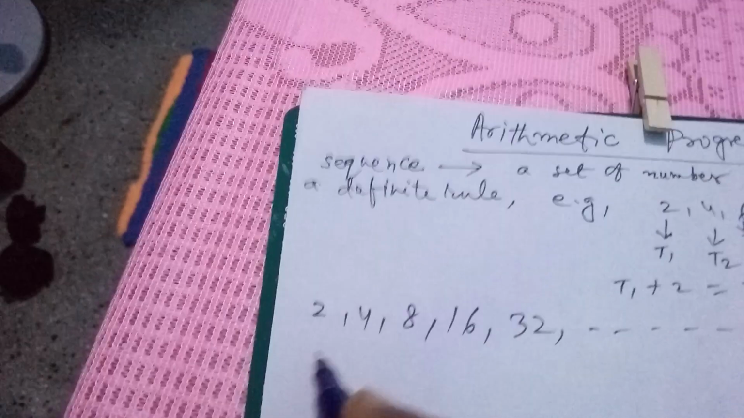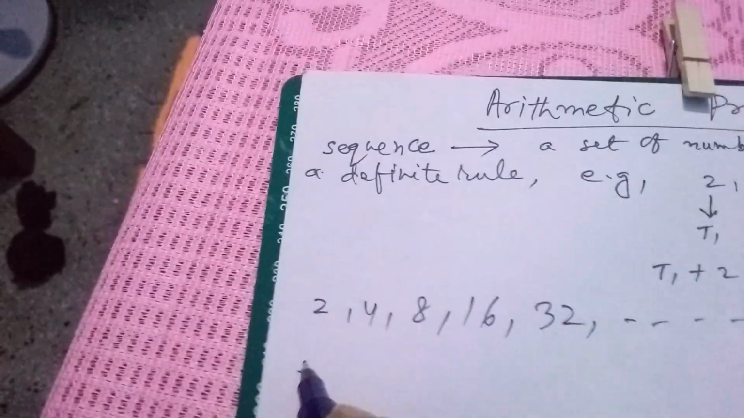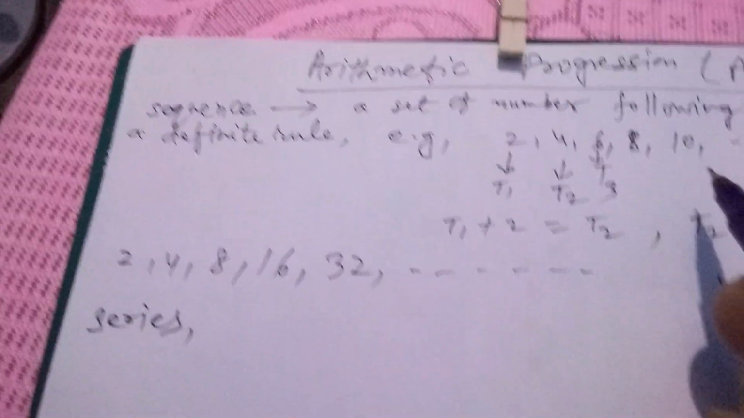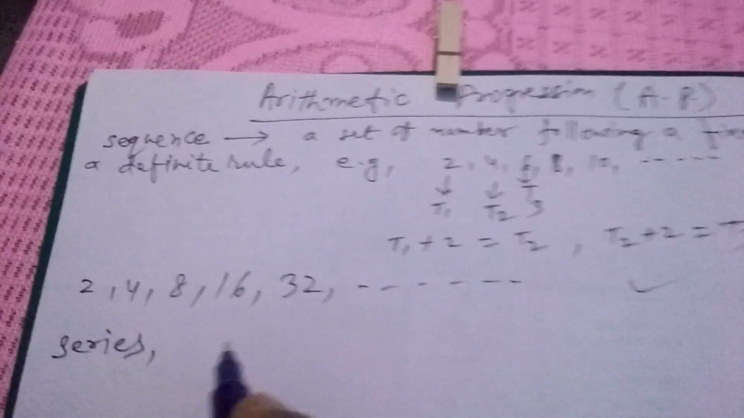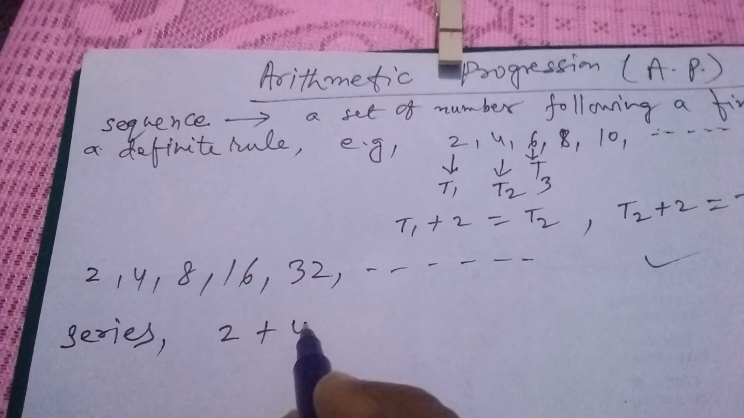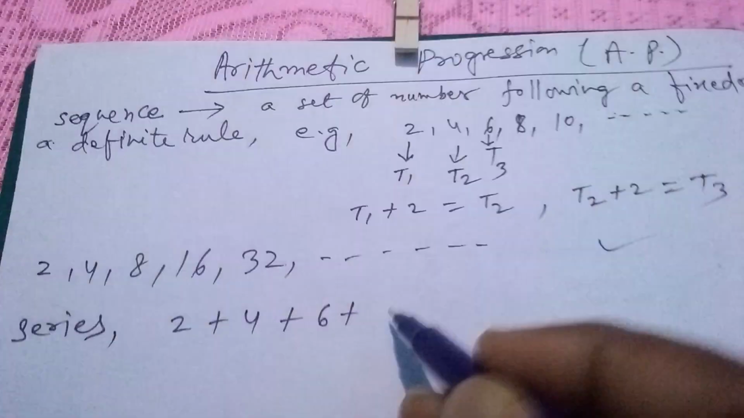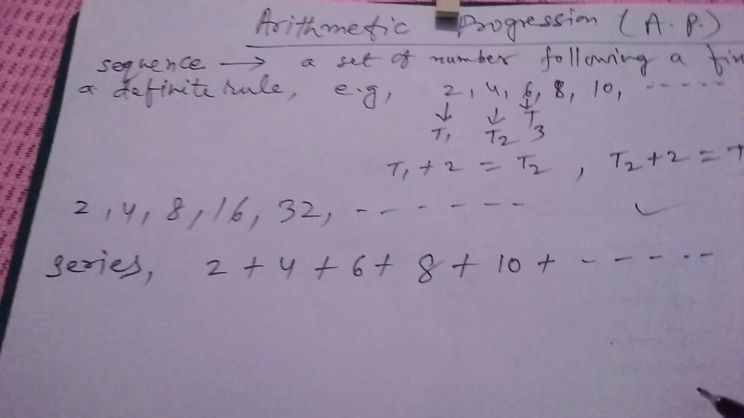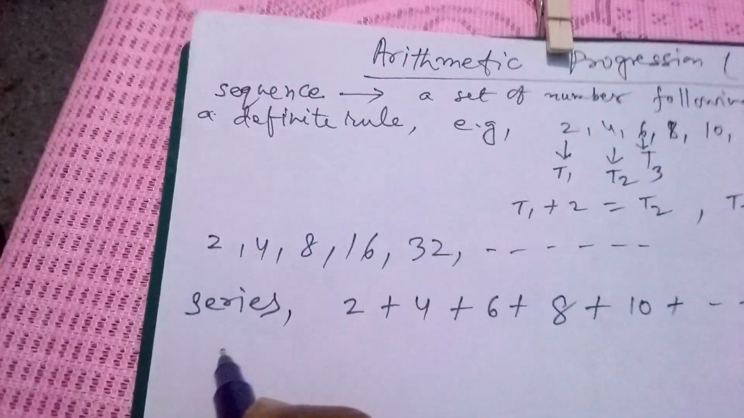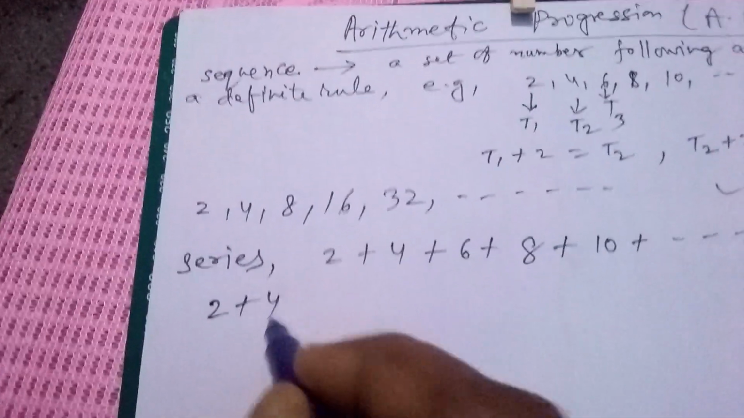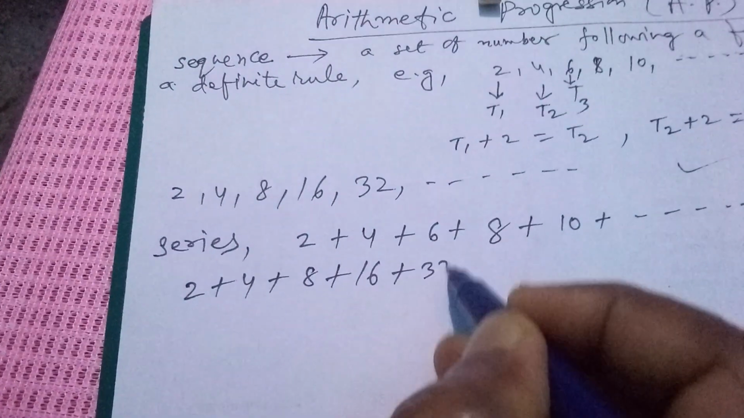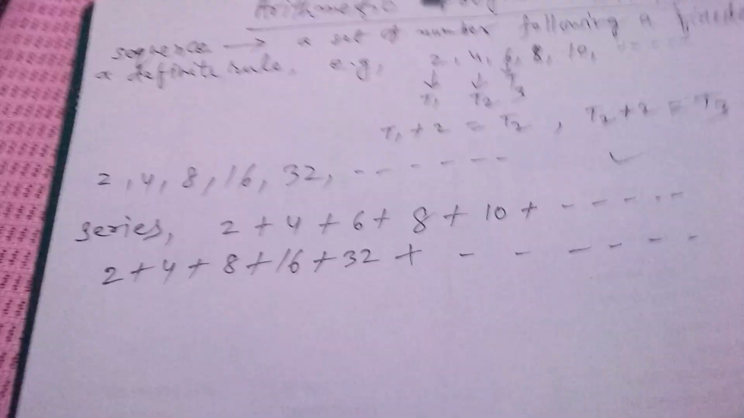Now, another thing, that is series. When the terms of a sequence are added, as you see 2 plus 4 plus 6 plus 8 plus 10 and so on, it forms a series. In the same way, 2 plus 4 plus 8 plus 16 plus 32 forms a series.